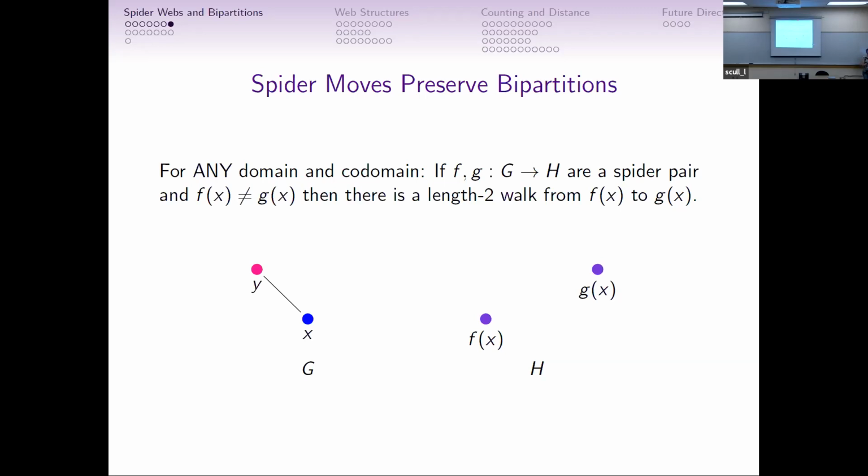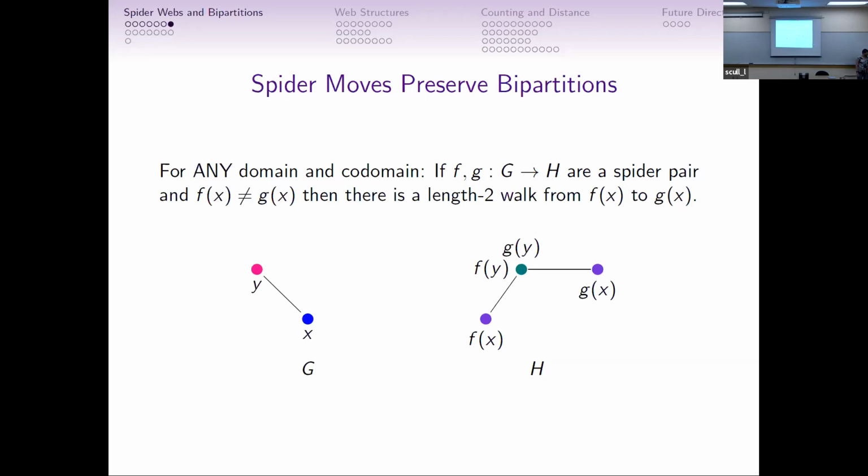Now, that vertex x had to be connected to something else in the domain, call it y, and since homomorphisms preserve edges, their images were connected in the codomain. When I move my image of x, it's the only one I move. I can't move the image of y, and so it will remain the same, and it still has to be connected to the new image because it must preserve edges. So there's my length 2 walk.